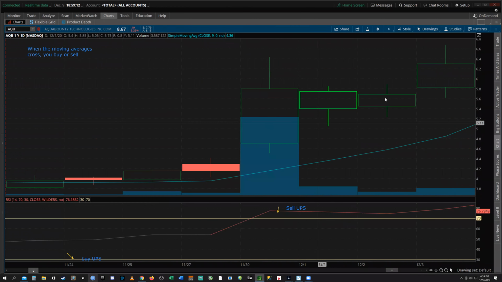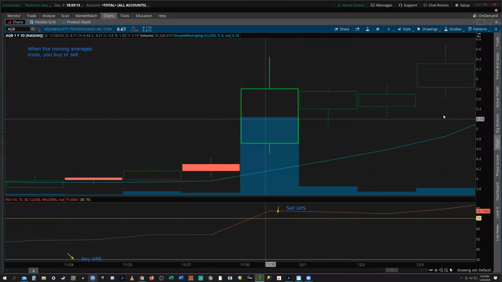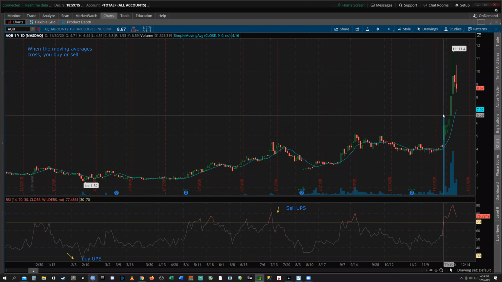What was the volume on that? 31 million. Okay, for Aqua Bounty Technologies. That's cool. I don't know the company. I probably need to start knowing a lot of these companies. But this is looking like a huge, strong uptrend just by this.